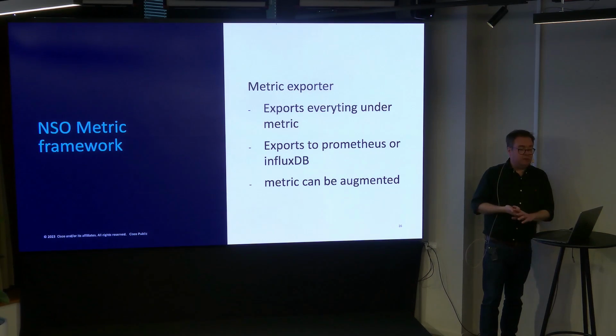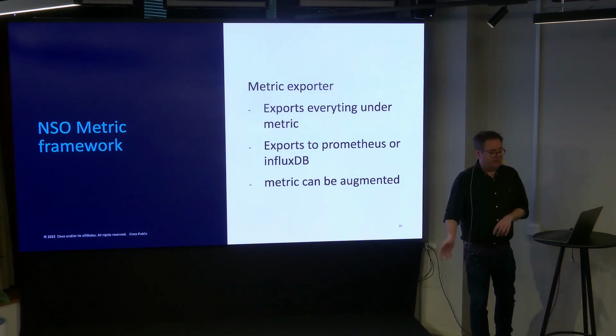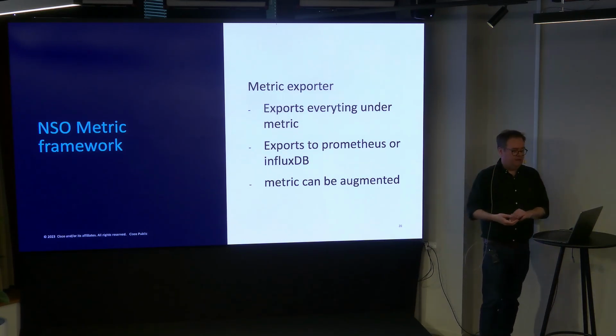What we can also use from 6.0 is a metric exporter. You get everything, a lot of counters and gauges. What the metric exporter does is it takes all those and exports them either to Prometheus or InfluxDB or both. And if you want your own counters, you can augment metric, and then you can add your own counters, and they will be exported as well.